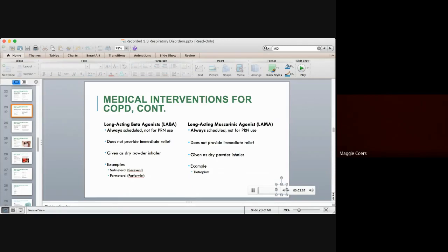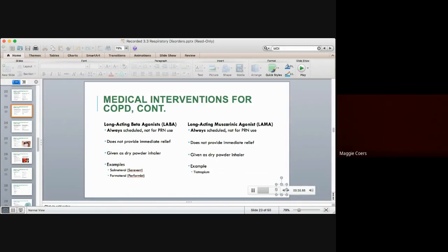So LABAs and LAMAs are used for stage 2. LABAs are long-acting albuterols, and you'll notice that all of the beta agonists end in -terol, T-E-R-O-L. So those are medications like your solumedrol, etc. Of those 3, albuterol is the shortest acting, and the other 2 that are listed on the slide are the long-acting ones. Okay, so your formoterol.